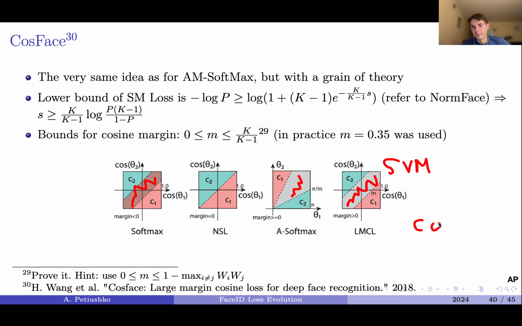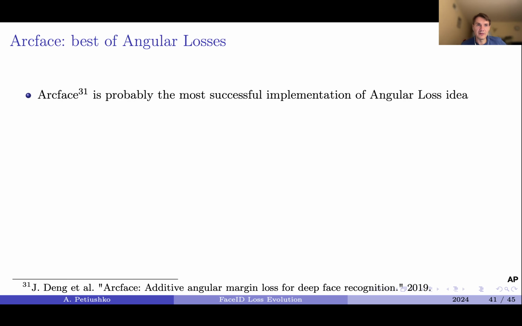And remember, this is m. What is interesting, these are still not theta 1 and theta 2, because usually we are working and trying to represent and put on a 2D plane, for example, not using cosine-based axes, but just the original axes. And it was fixed with the latest work, which is called ArcFace, which is the best of all angular losses. It's probably the most successful implementation of the angular loss idea.